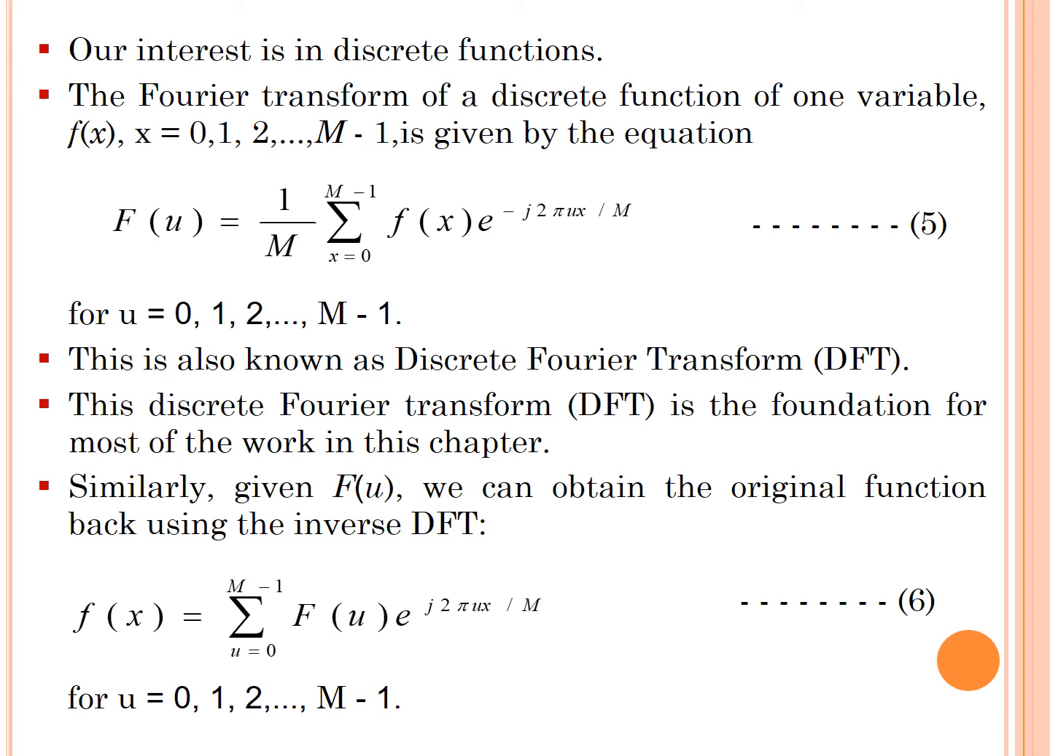The discrete Fourier transform is the foundation for most of the work in this chapter. Similarly, given F of u, you can obtain the original function back using the inverse DFT. That is, f of x is equal to summation u equal to 0 to M minus 1 F of u e raised to j 2 pi u x upon M for x equal to 0, 1, 2, up to M minus 1.